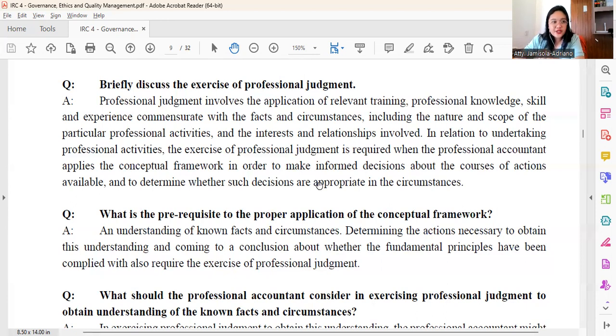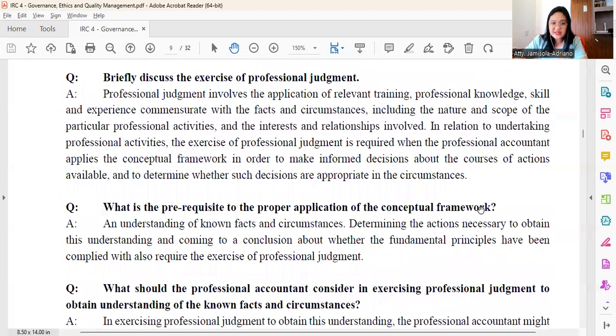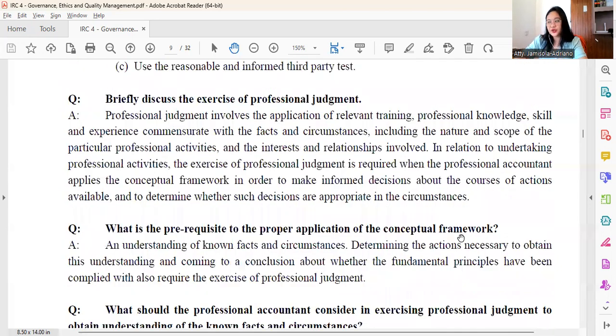In relation to undertaking professional activities, the exercise of professional judgment is required when the professional accountant applies the conceptual framework in order to make informed decisions about the courses of actions available and to determine whether such decisions are appropriate in the circumstances. So again, the conceptual framework tells you the how, right? How you can comply with your fundamental principles. Now, there are lists of actions that you can take. Among those actions, you have to choose which one suits you best for that particular circumstance. And how can you choose what is best? By exercising your own professional judgment.